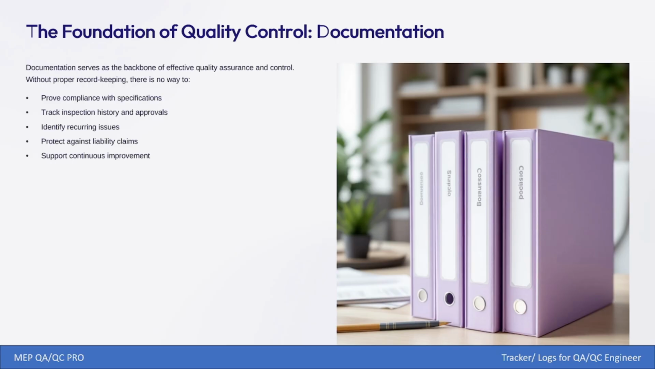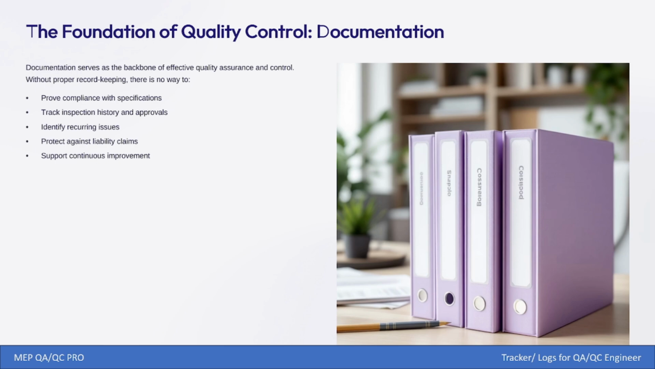So the first thing is you can prove that you are compliant with the specifications. You will prove the inspection history and the approval record. You will identify the recurring issues, any NCR, SOR that has to be maintained in your trackers and logs. You will protect against liability claims. If suppose the project is going to be delayed, there should be a record of why it is delayed and by whom it is delayed, whether it's the main contractor, the client, or the consultant.